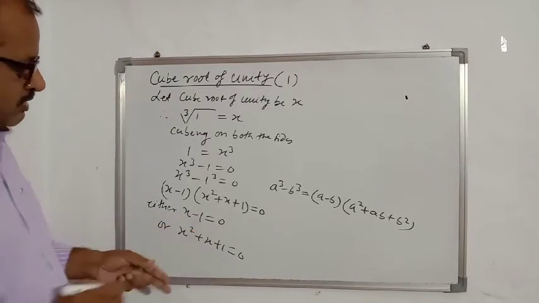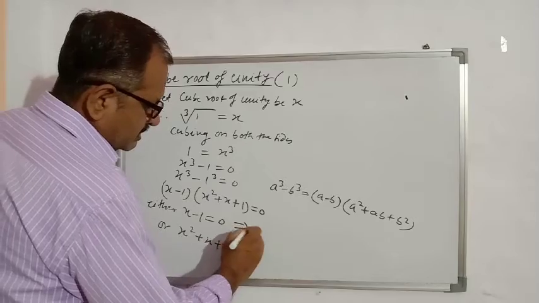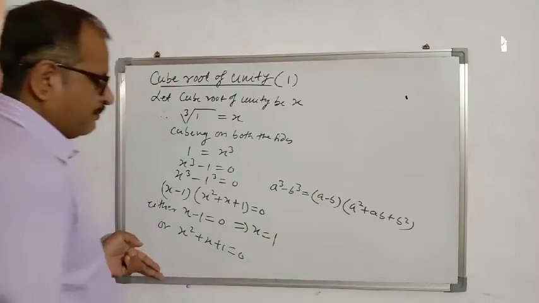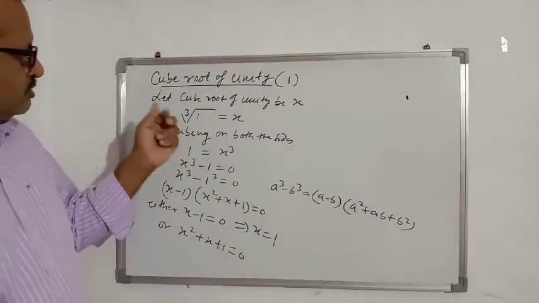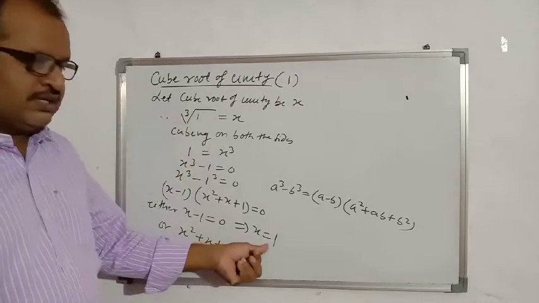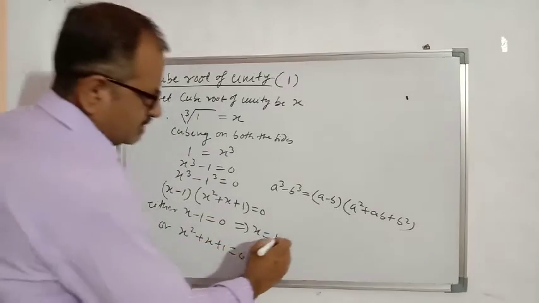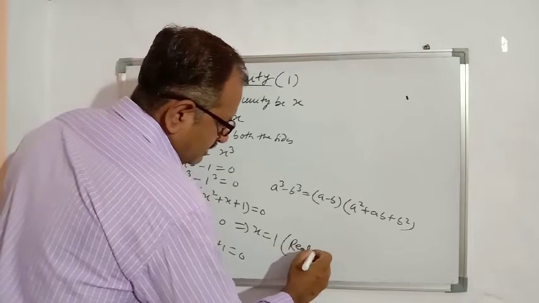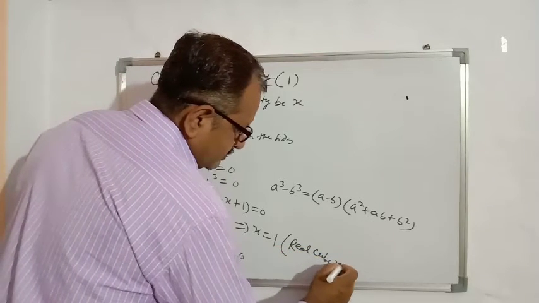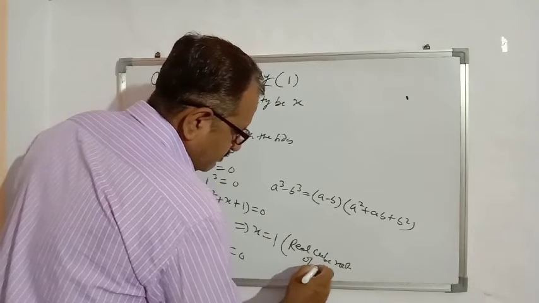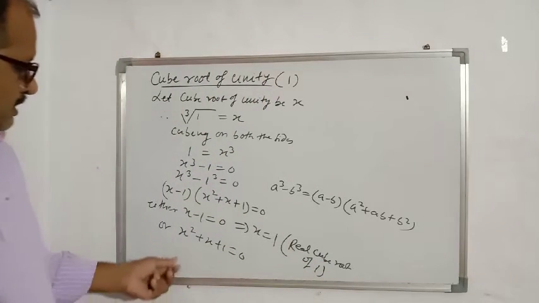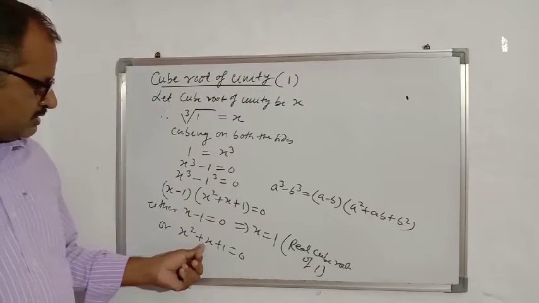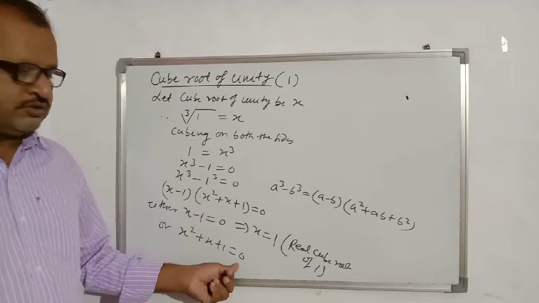X minus 1 is equal to 0 gives x is equal to 1. So one cube root of unity is 1. It is the real cube root, because 1 is a real number. Now see the second part, x square plus x plus 1 is equal to 0.